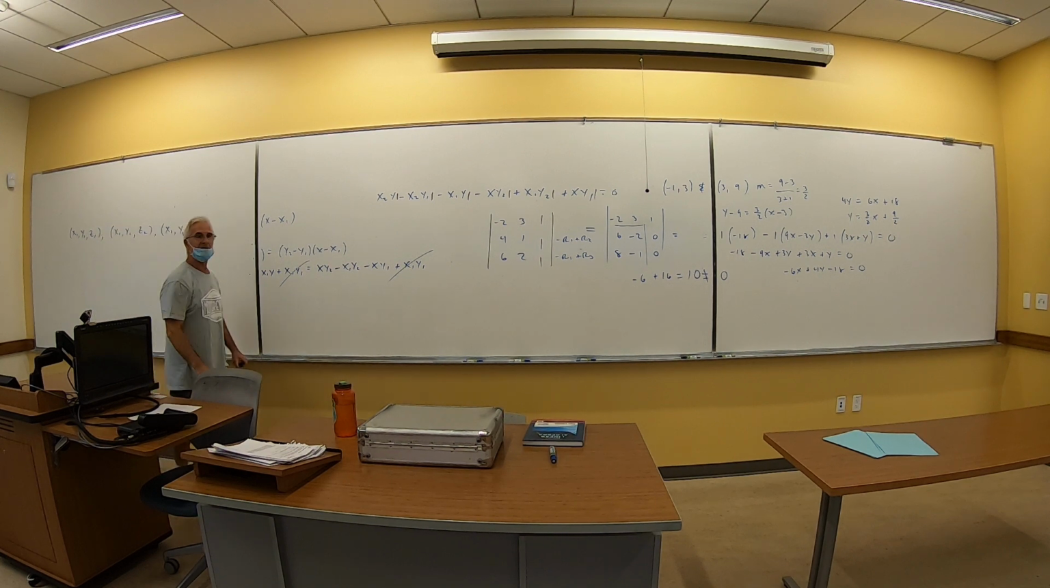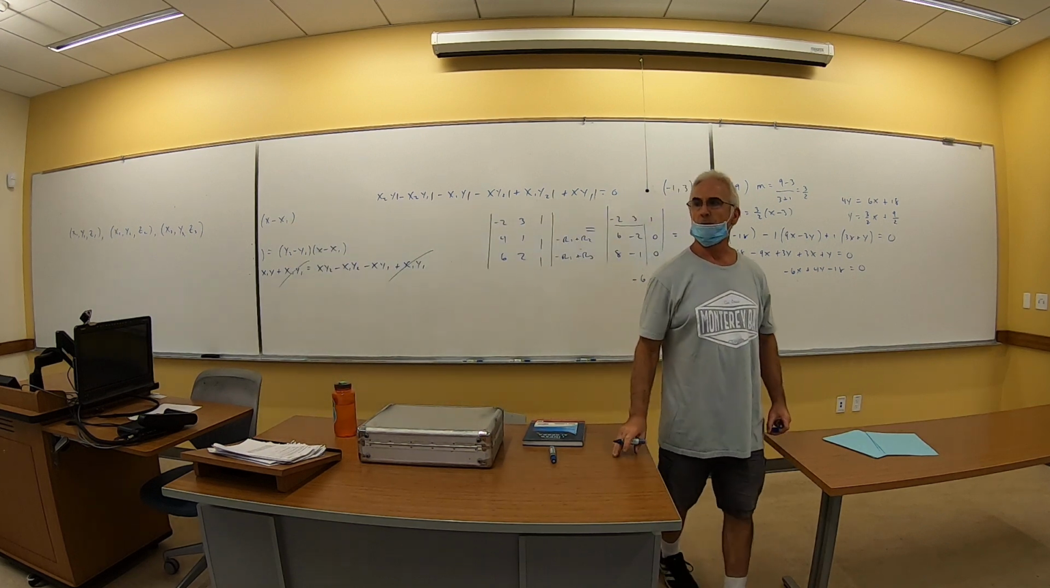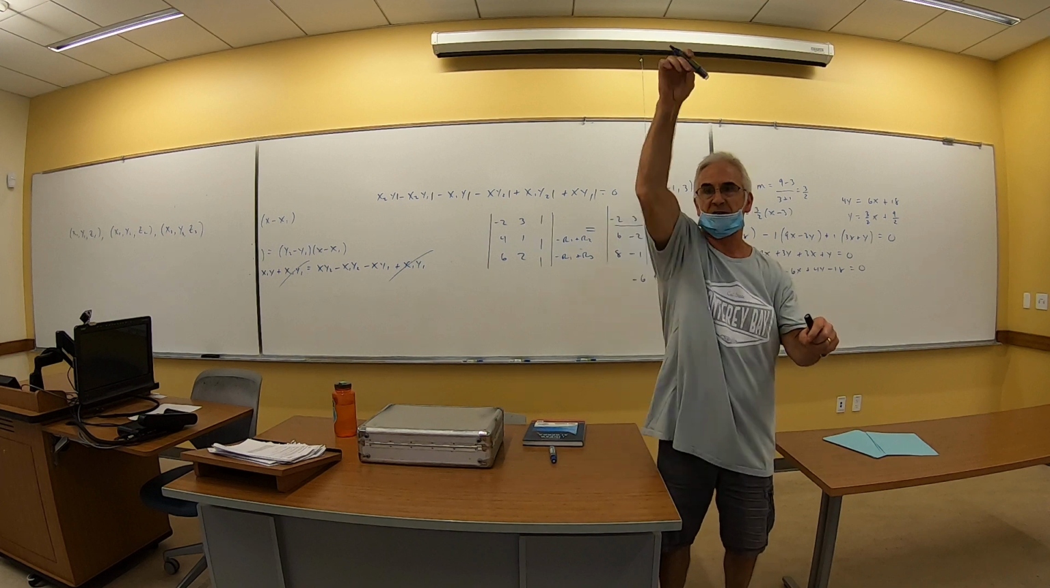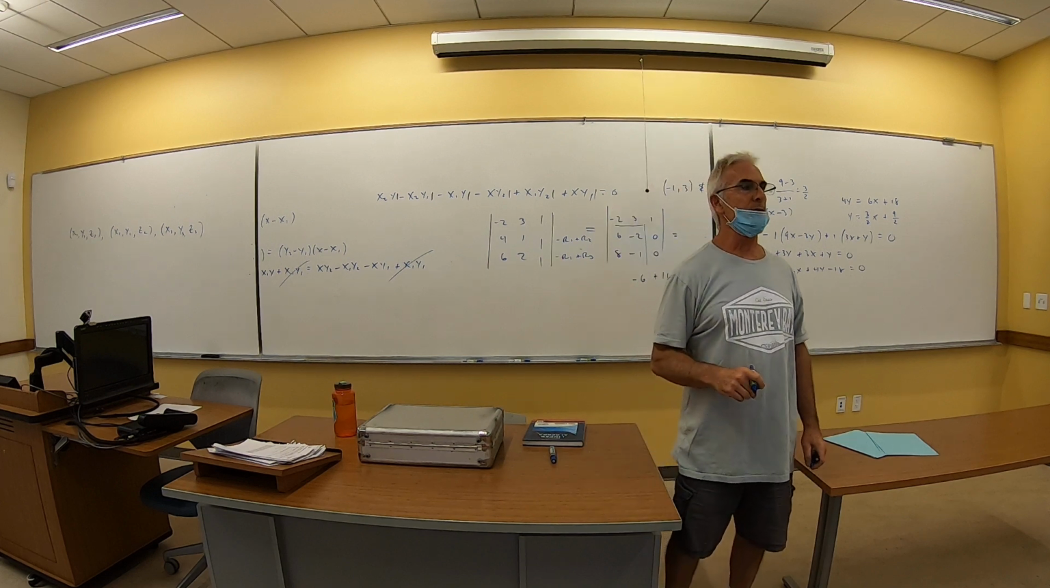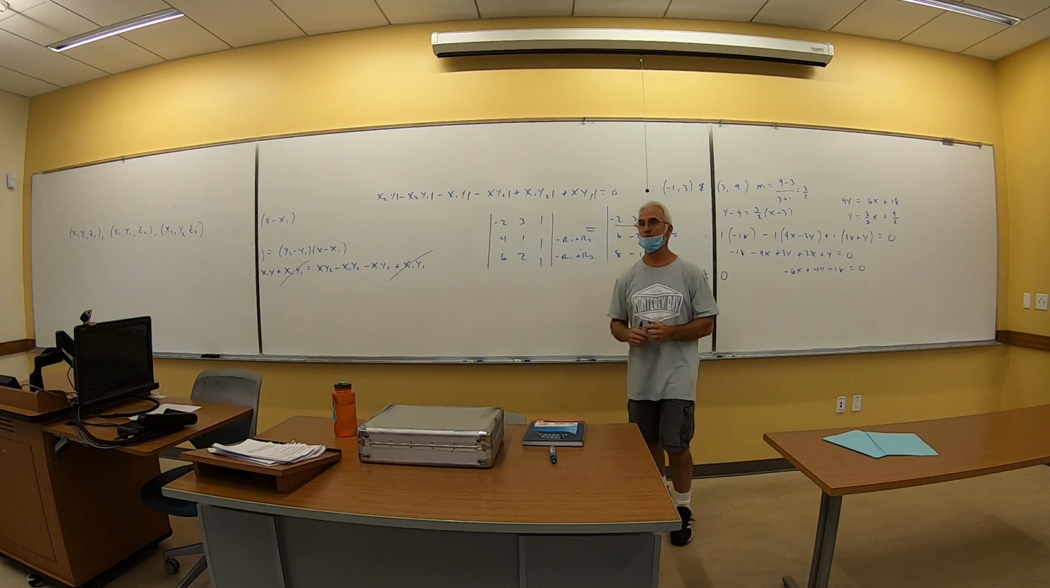Here's 3 points in space. Let's assume they are not collinear. I have 3 points in space. How many planes can these 3 points live on? Exactly 1. There'd be a unique plane.